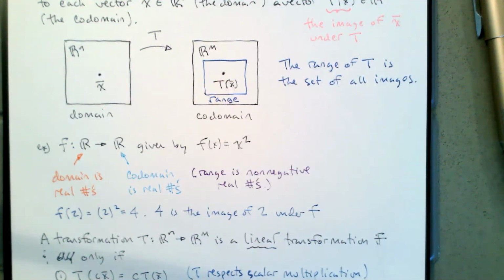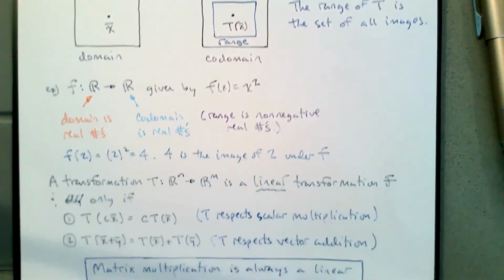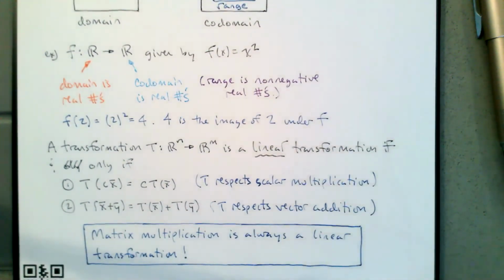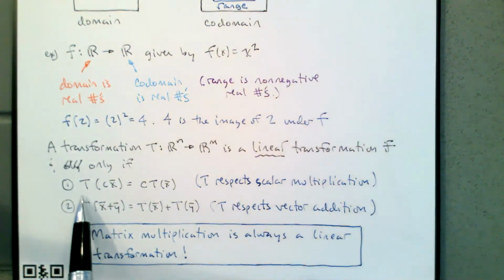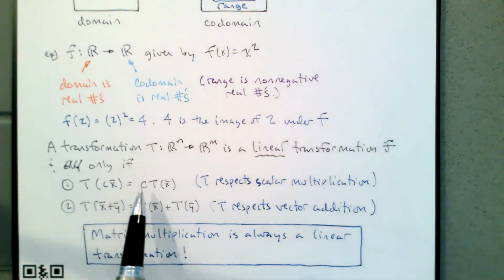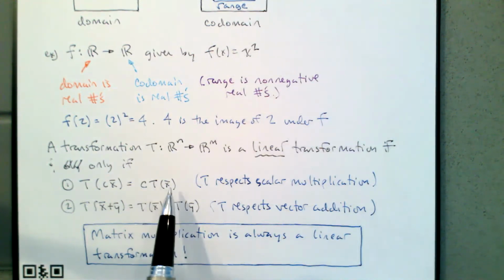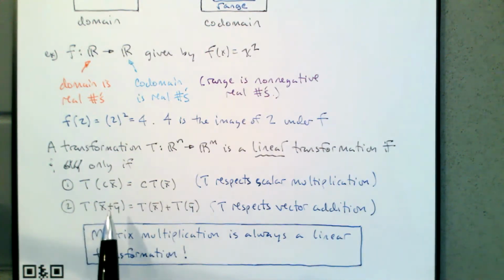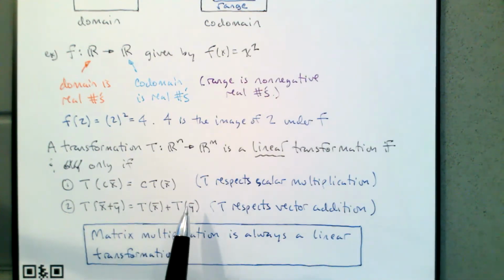This is just the idea of a transformation. A linear transformation is a transformation that respects scalar multiplication and vector addition. What that means is that a transformation is a linear transformation if the image of a scalar times a vector is that scalar times the image of the vector. And when we say that the transformation respects vector addition, the image of a sum is the sum of the images. So those are the requirements to make a linear transformation.